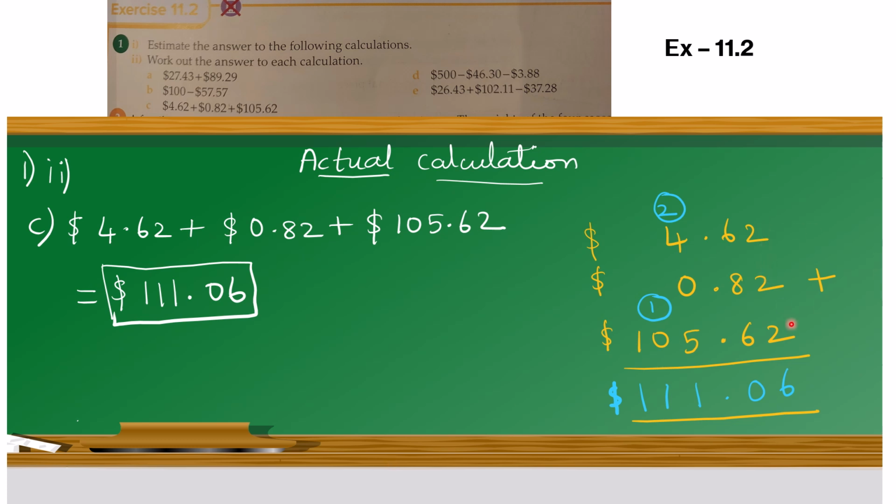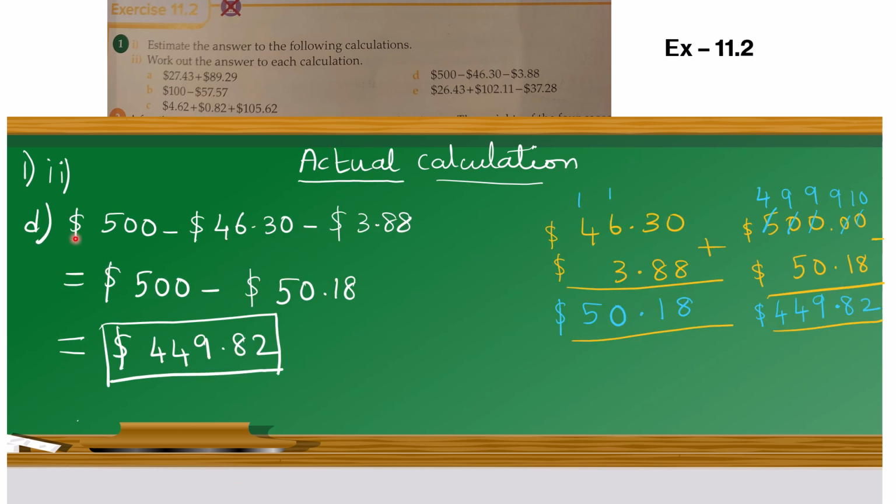2 plus 2 plus 2, it's 6. 6 plus 8, it's 14. 14 plus 6, it's 20. So 0 here, 2 we should write over here. 2 plus 4 is 6. 6 plus 5, it's 11. So 1 here, I wrote 1 there. 1 plus 0, it's 1. So this 1, we have to write as it is. So the answer is 111.06.